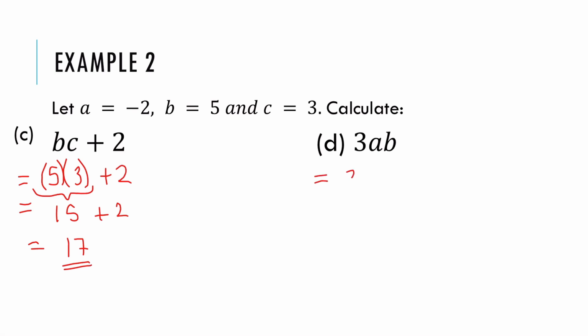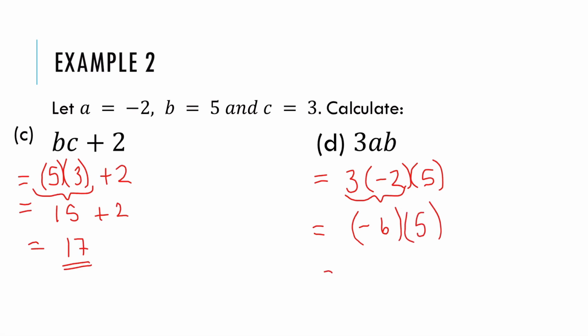In part D, substituting A as -2 and B as 5, we've got to do 3 times -2 times 5. So we'll just start by doing the 3 times -2. Positive times a negative will give me a negative answer. 3 times 2 is 6. So now I've got to do -6 times the 5 at the end. Negative times a positive is a negative, and 6 times 5 is 30.